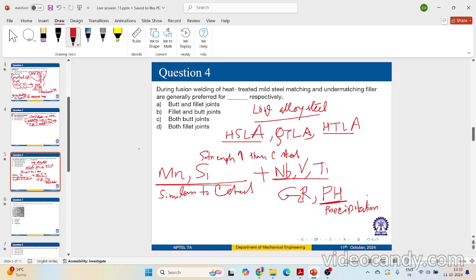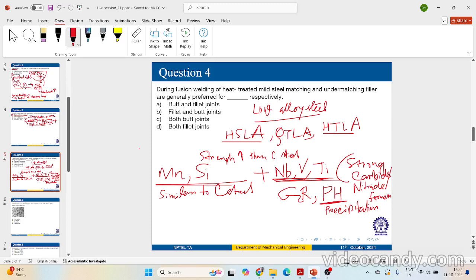Now this niobium, vanadium, titanium, they are strong carbide and nitride formers. Remember that. So these alloying elements are strong carbide or nitride formers. Now, if they are strong carbide and nitride formers, basically it will form fine carbide or nitride particles, right? So carbide and nitride particles of these metals, niobium, vanadium, and titanium, what they will do, they will tend to hinder the movement of grain boundaries.